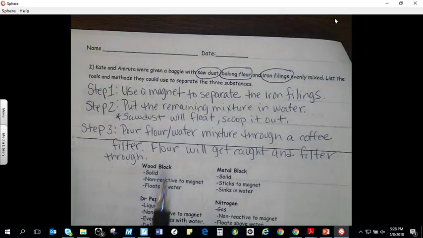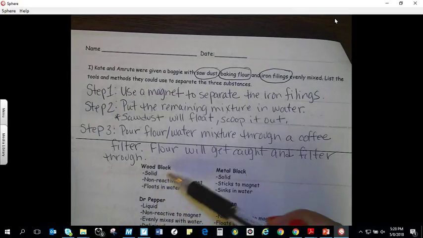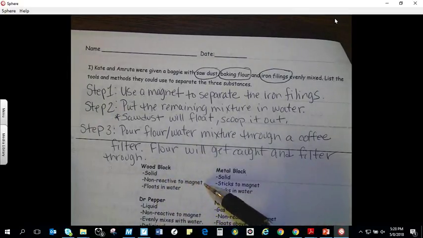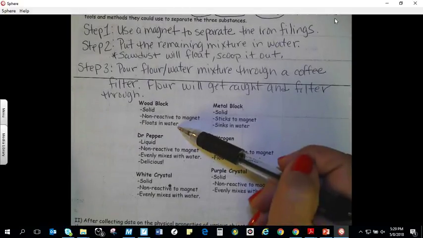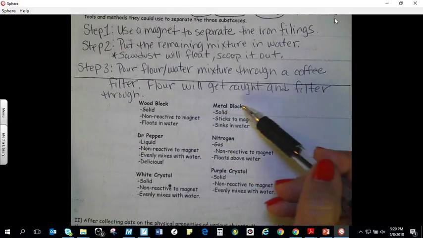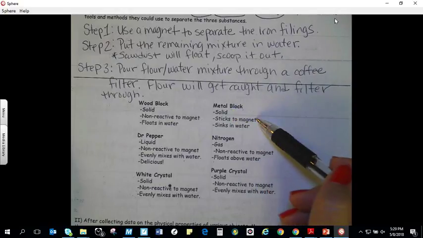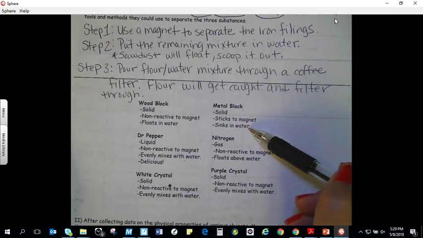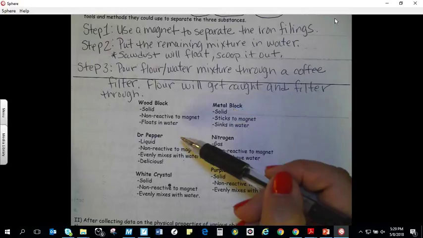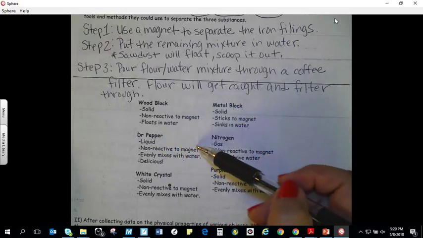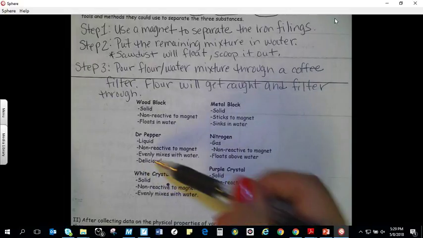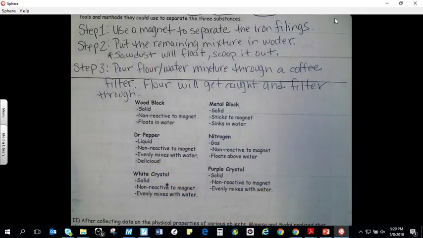We're given a wood block. We said that it's a solid, it's non-reactive to magnets, floats in water. Looking up here, a metal block. It's a solid, sticks to a magnet, sinks in water because it's more dense. It's metal. Dr. Pepper, it's a liquid, non-reactive to a magnet, it's not magnetic. Evenly mixes with water because it turns into one solid color.